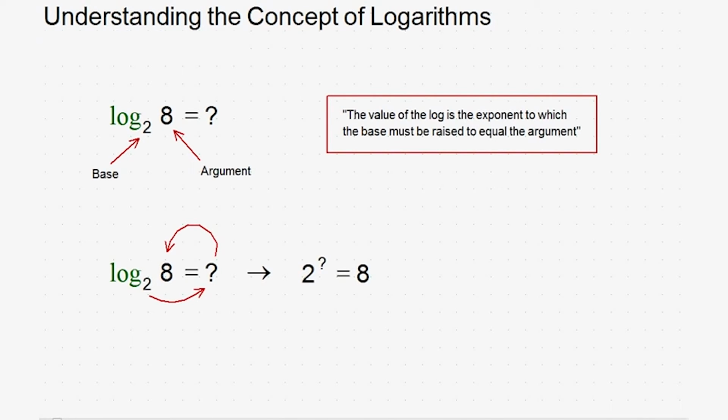Now, it's a little bit more clear what the question mark has to be, right? 2 raised to what power equals 8? It would be 3, wouldn't it? Because 2 times 2 times 2 is 8. 2 cubed is 8. Got it?